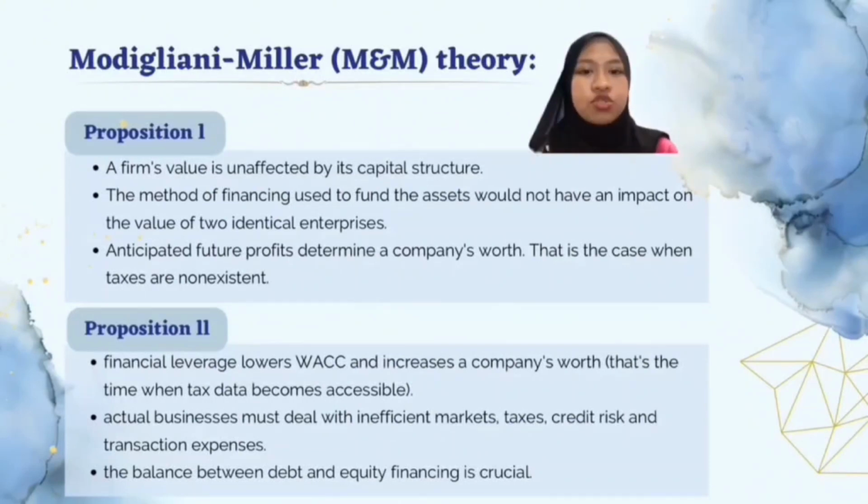While in Proposition 2, financial leverage lowers WACC and increases a company's worth. That's the case when tax data becomes accessible. Even though the Modigliani-Miller theorem is studied in finance, actual business must deal with inefficient markets, taxes, credit risk, and transaction expenses. For this reason, the balance between debt and equity financing is crucial.